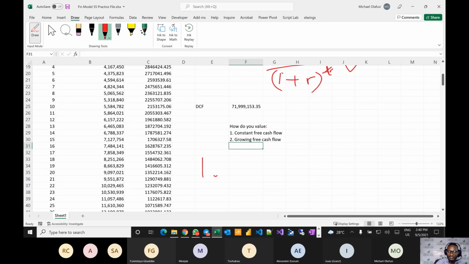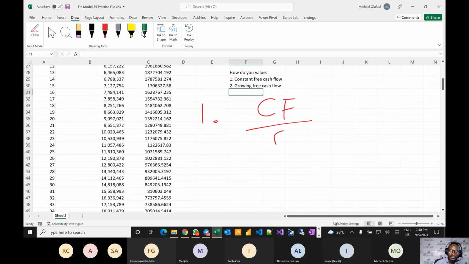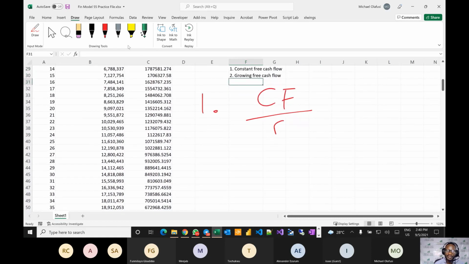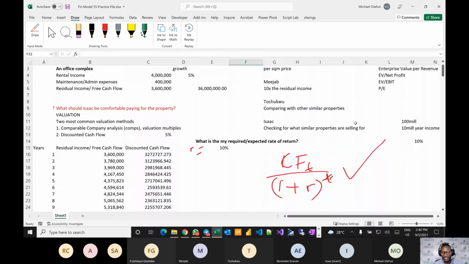For number 1, the formula is the cash flow divided by the discount rate. Okay. Now for number 2, it is equal to the cash flow divided by the discount rate minus the growth that it's growing every year. Okay. So let's see how all of that plays in.